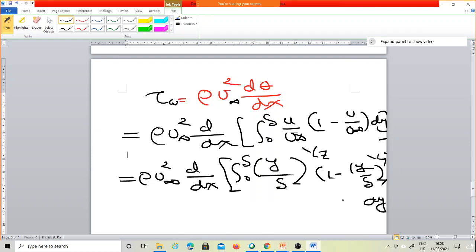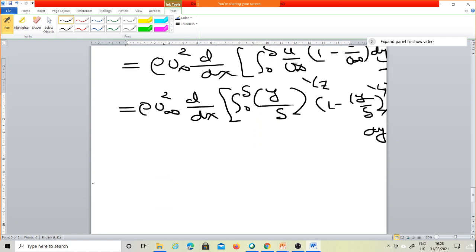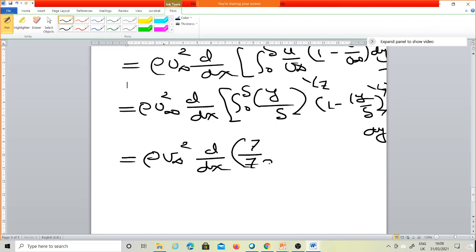I don't have the space here. So now if you do the integration and simplification, what you will get? You will get rho u infinity square d dx. Try to find it out. Okay, you should get 7/72 delta.